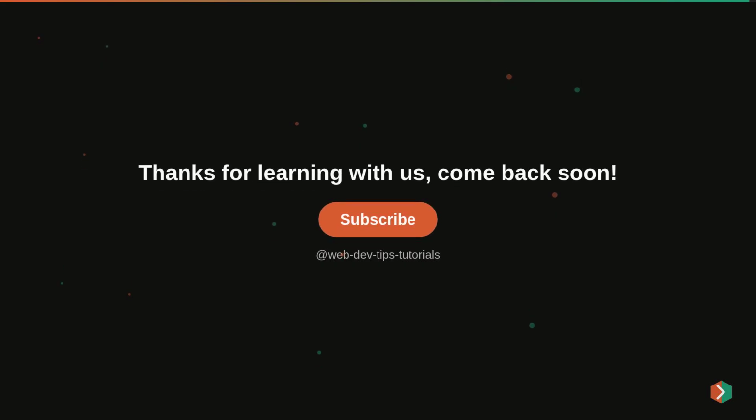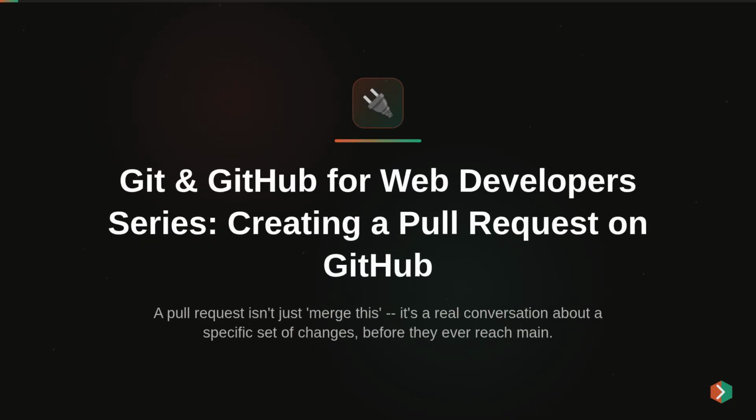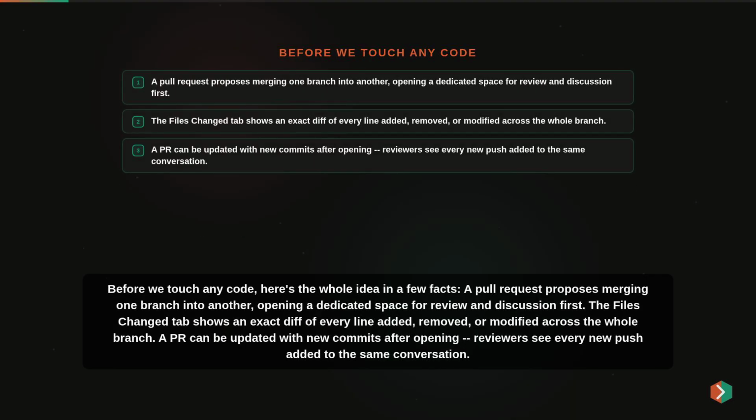A pull request isn't just "merge this", it's a real conversation about a specific set of changes before they ever reach main. Before we touch any code, here's the whole idea in a few facts. A pull request proposes merging one branch into another, opening a dedicated space for review and discussion first.